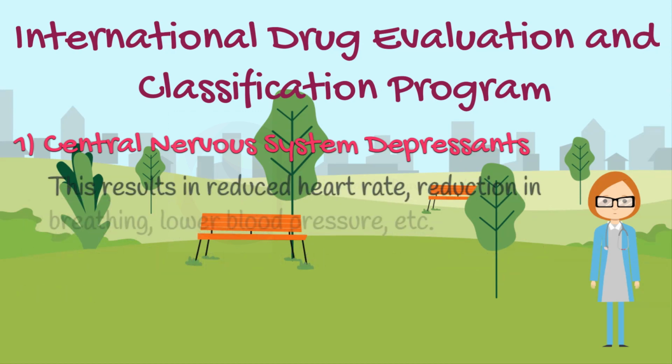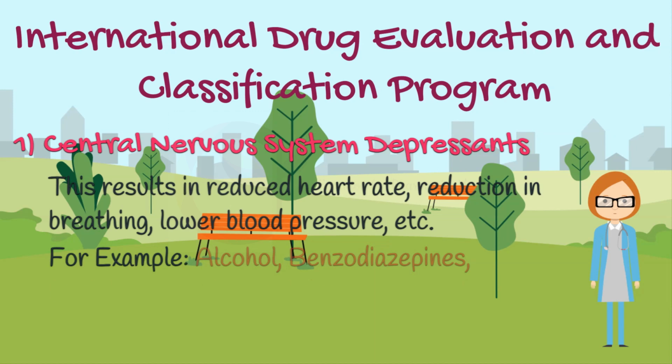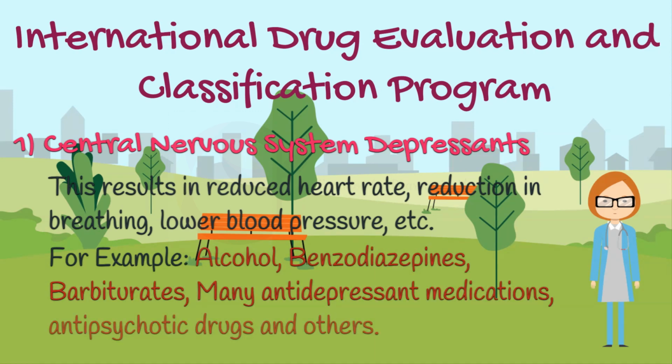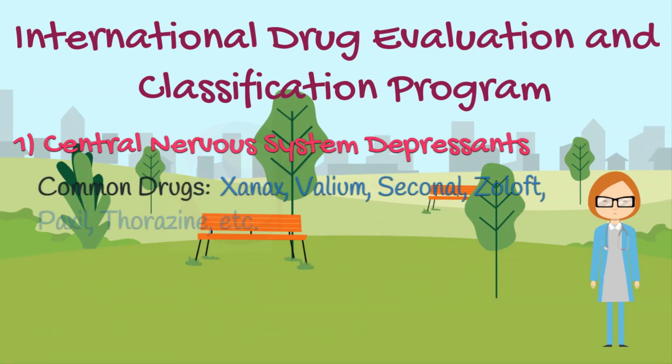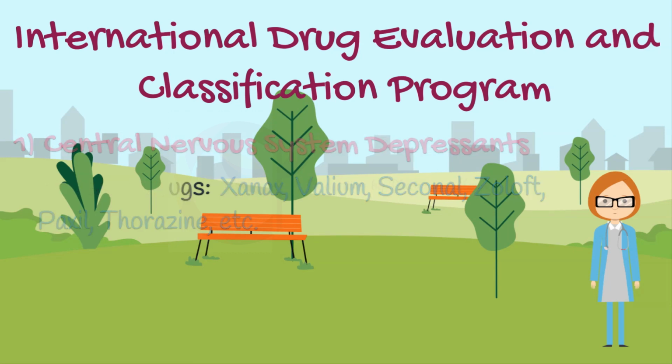This results in reduced heart rate, reduction in breathing, lower blood pressure, etc. Drugs in this category include alcohol, benzodiazepines, barbiturates, many antidepressant medications, antipsychotic drugs, and others. Common drugs in this classification are Xanax, Valium, Seconal, Zoloft, Prozac, Paxil, Thorazine, etc.